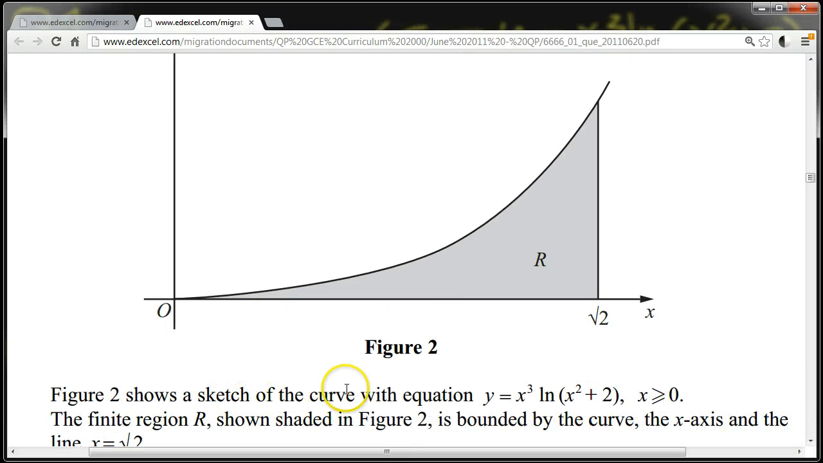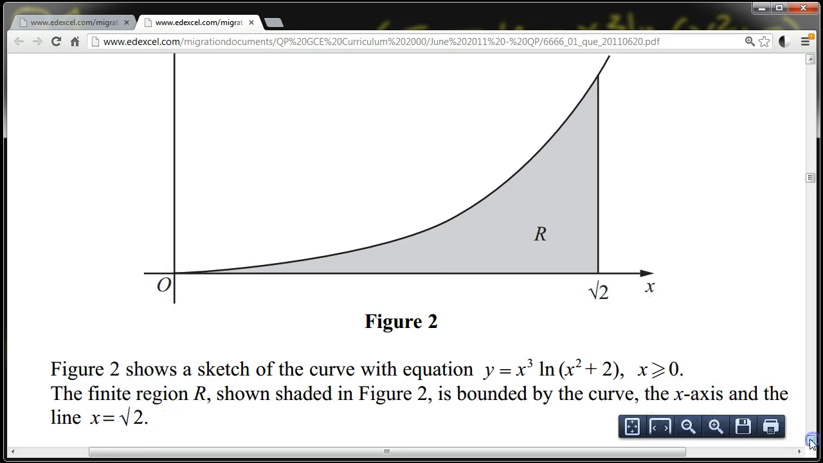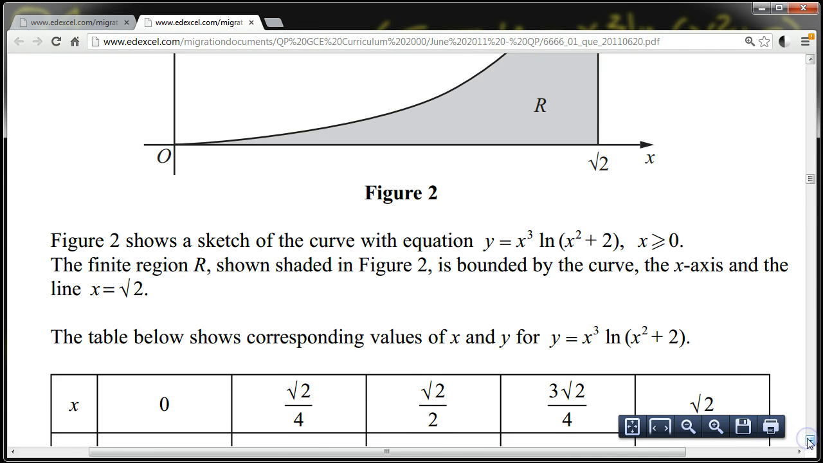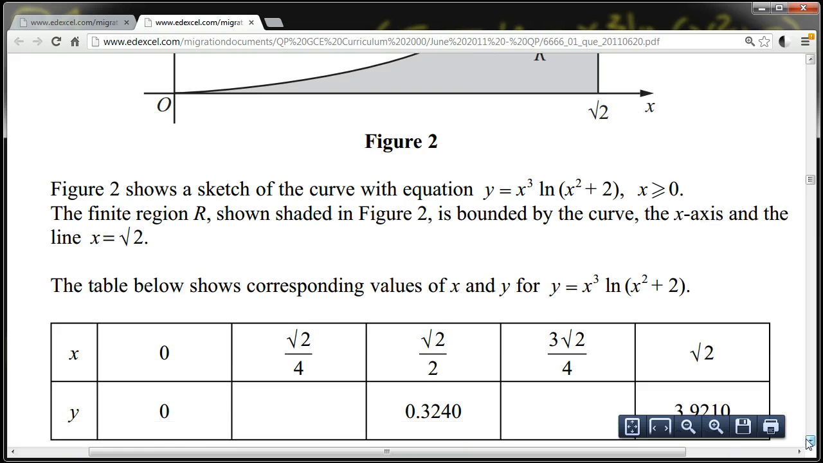Figure 2 shows a sketch of the curve with equation y equals x cubed ln of (x squared plus 2). The finite region R, shown shaded in Figure 2, is bounded by the curve, the x-axis, and the line x equals root 2. The table below shows the corresponding values of x and y for y equals x cubed ln of (x squared plus 2).